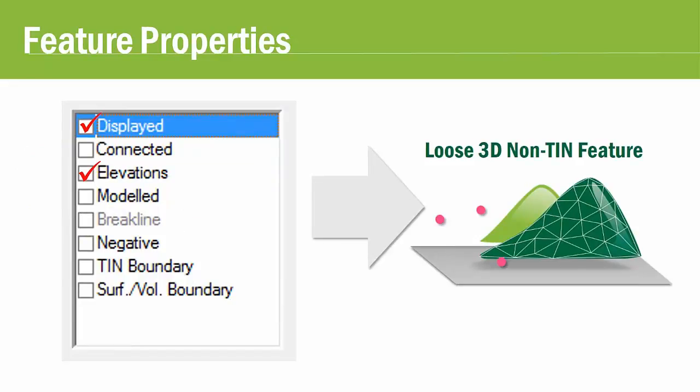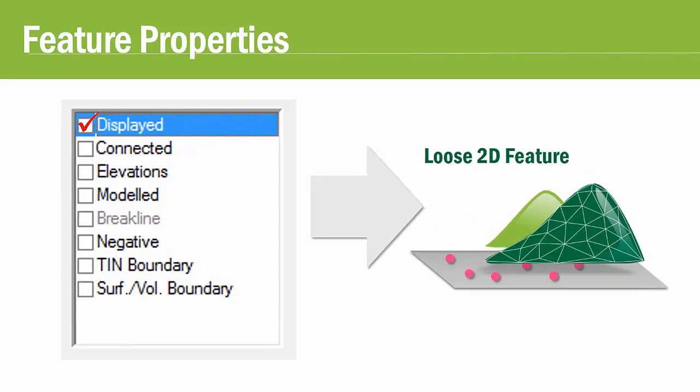So this first example is a loose 3D non-tin feature, so you can see the points, obviously, they're displayed, we can see them, but they're not connected, and they're not part of the model, but they do have elevations. So that gives you a little visualization of what that kind of feature would look like. And here's one that is a loose 2D feature. So again, they're displayed, but they're not connected. They have no elevations, and they're not part of the model. So they're kind of hanging out at the bottom there.